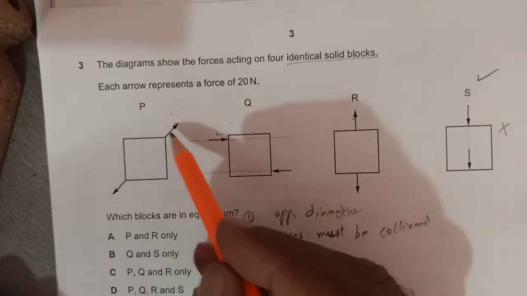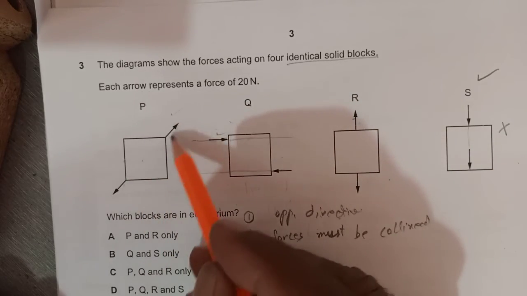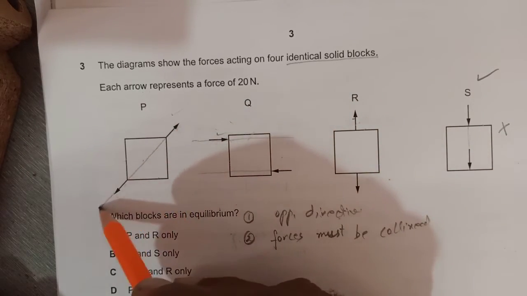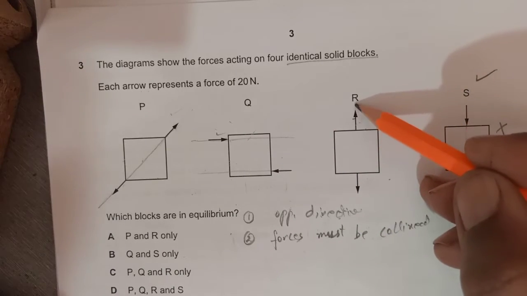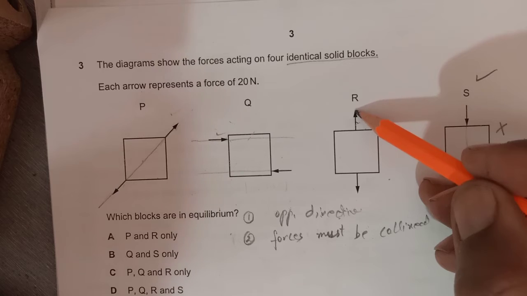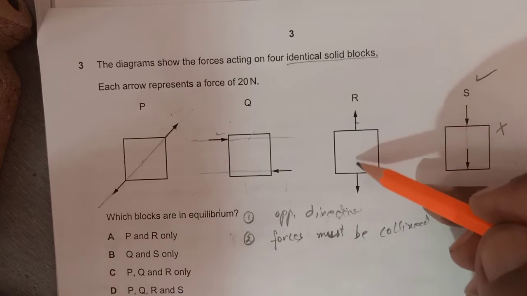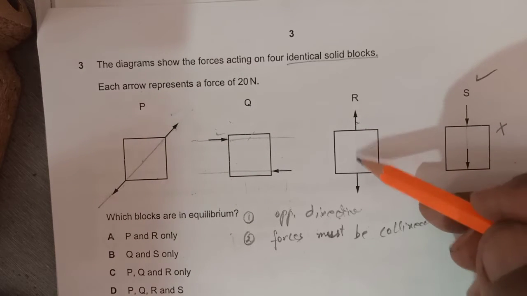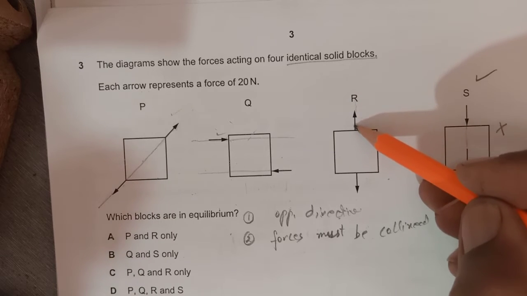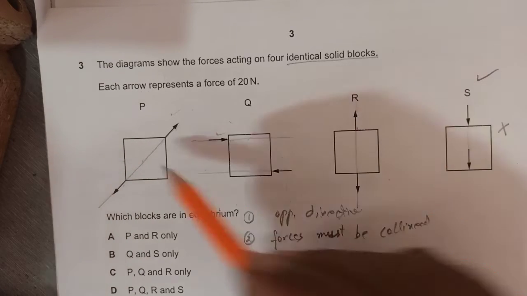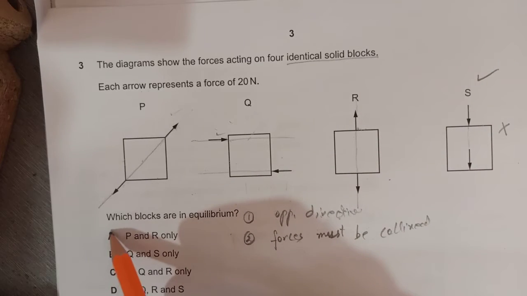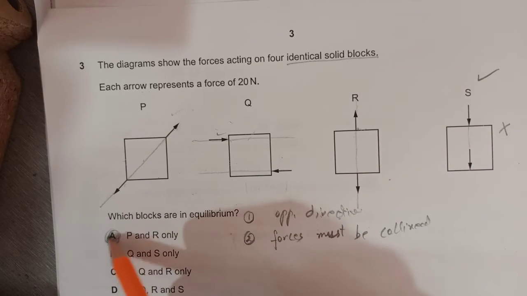Now, option P, forces are in opposite direction and they are collinear, lie on the same line, follow the same path. And diagram R, the forces are also in opposite direction as well as lie on the same path. The line of action of these two forces is on the same line. Therefore, P and R, and option A is right.